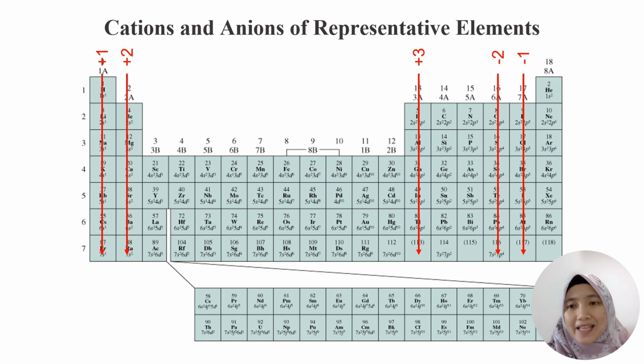For group 16, it has 6 valence electrons. When they gain electrons, they will accept 2, hence the charge for elements in group 16, when it turns into an ion, will be negative 2. And for group 15, they will accept 3 electrons, hence the charge will be negative 3.